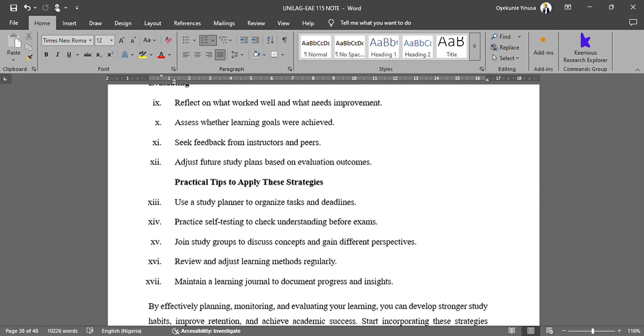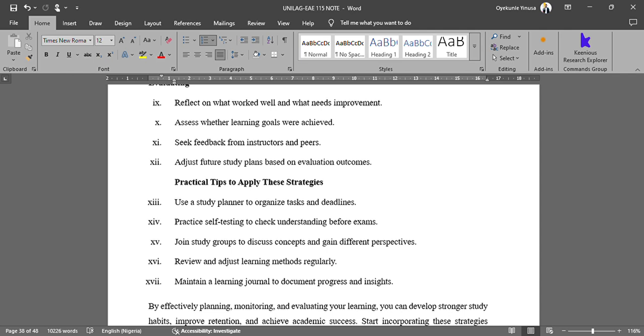to have A's. You must also consult your peers too, the ones that are doing well, people of like minds. You must consult them. You must adjust your future study plans based on your evaluation outcomes. So you must adjust. If you are making progress, you improve. If you are not making progress, adjust. Combine different techniques that will help you to achieve your learning goals.